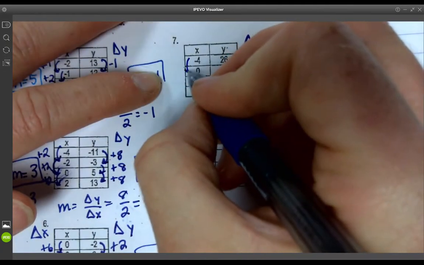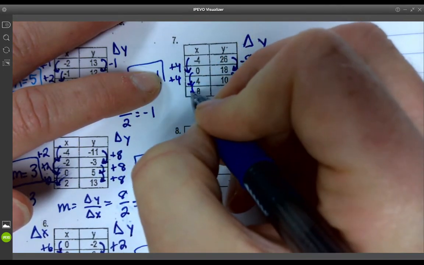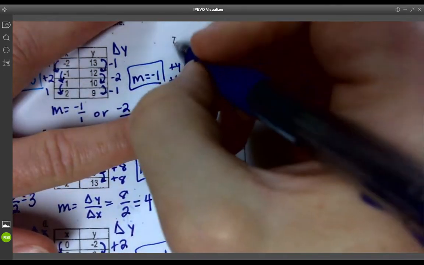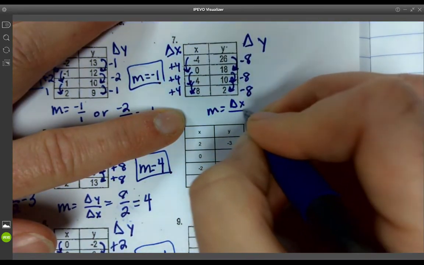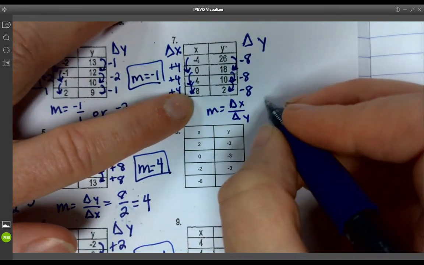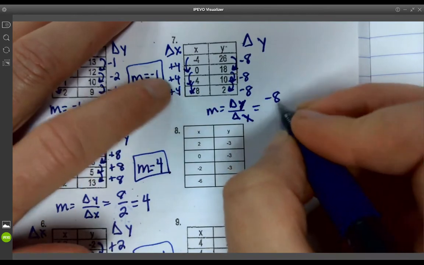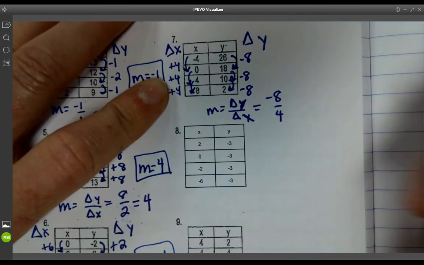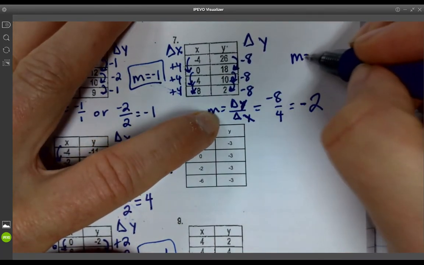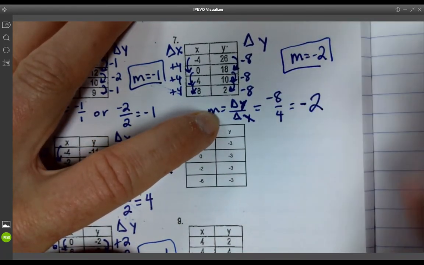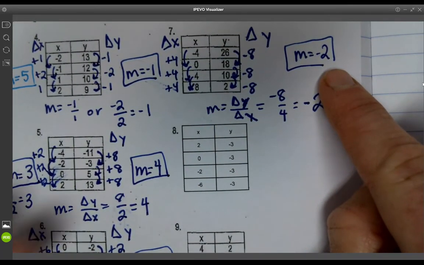And then change of x's. Add 4. Add 4. Add 4. That's my change of x. So that comes out, oh, I wrote it wrong. There we go. Change of y is negative 8 over 4, which you reduce to equal negative 2. So m equals negative 2. I want y'all to write it in simplest form, put a box around it so it's easy for me to find, especially on assignments.